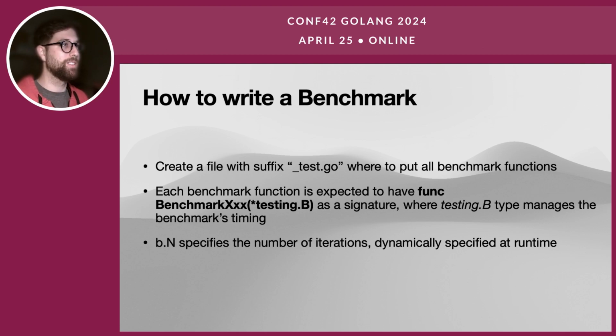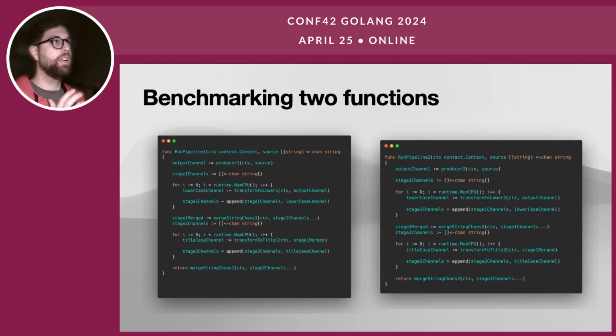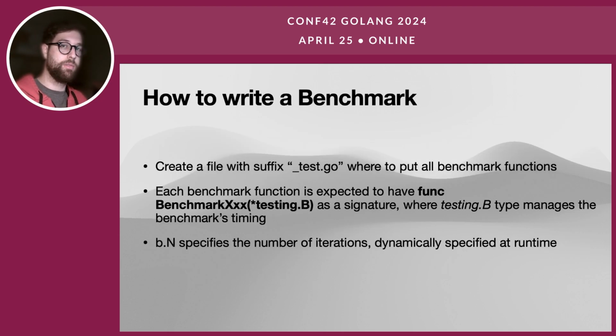So how to write a benchmark? This is a practical slide. We create an underscore test.go file where we put all the benchmark functions, and the benchmark function has a specific signature, and we have to specify the b variable that has type testing.B. As we're going to see later on, this b.N represents the number of iterations that the Go runtime dynamically decides for your function to run. So you don't have to touch that variable at all. It's totally up to the Go runtime to decide how many times to iterate your benchmark.